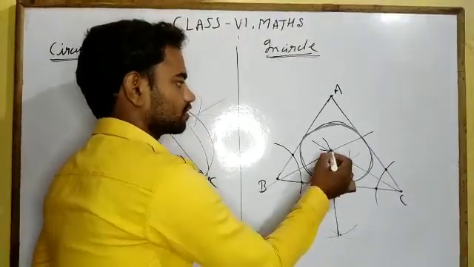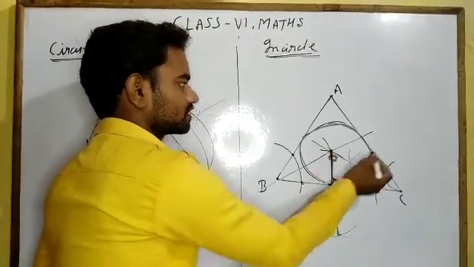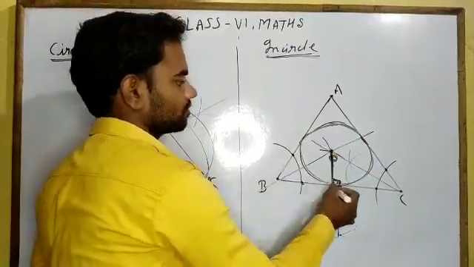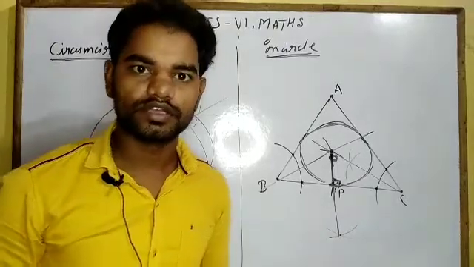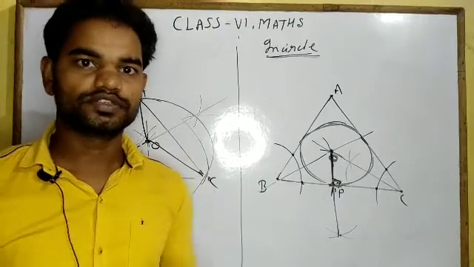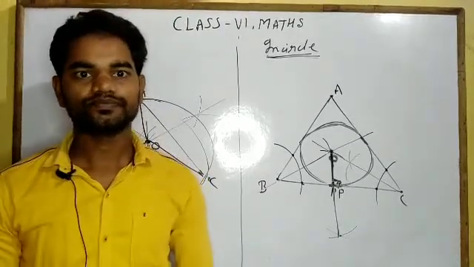So now, taking O as a center and OP as a radius, draw a circle which touches all the three sides of the triangle. This is called the incircle. I hope you understood how to construct the incircle and circumcircle.